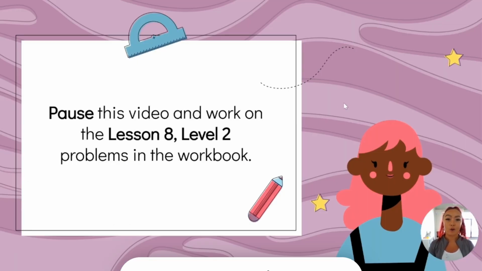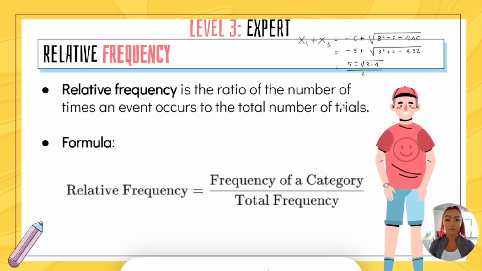Please pause this video and work on the Lesson 8, Level 2 problems in the workbook. In Level 3, we'll look at relative frequency. Relative frequency is the ratio of the number of times an event occurs to the total number of trials. The formula for relative frequency is the frequency of a category divided by the total frequency.